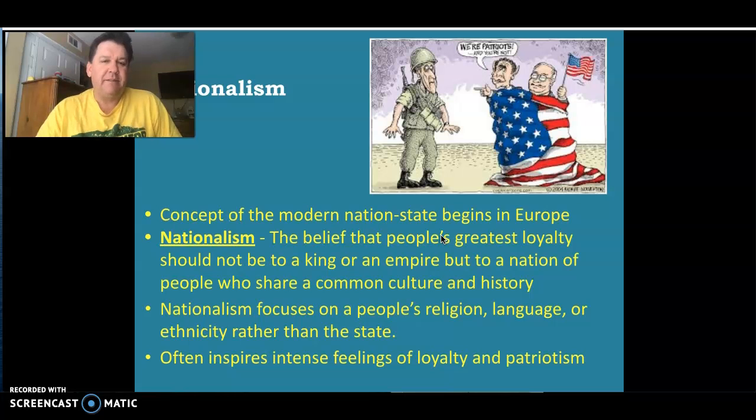This concept of nationalism, again, begins in Europe. It's the idea that people should be loyal to their own people and not the king or the empire or whoever's got control. And again, this goes back to the people. We talked about culture, the importance of language, religion, ethnicity, all kind of tying people in. There's typically intense feelings of loyalty and patriotism. Patriotism and nationalism, not quite the same. Patriotism is a part of nationalism.